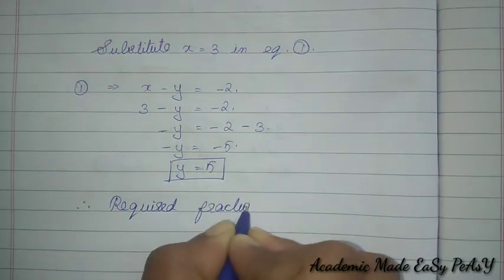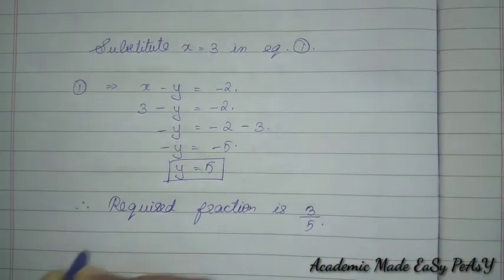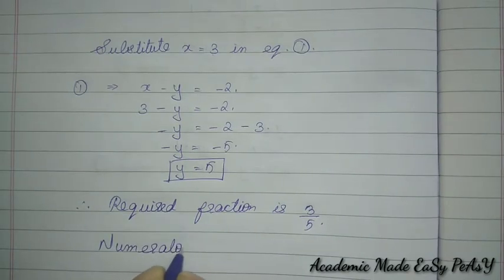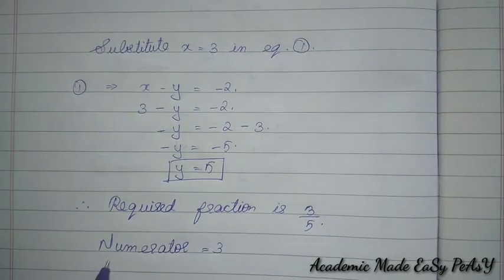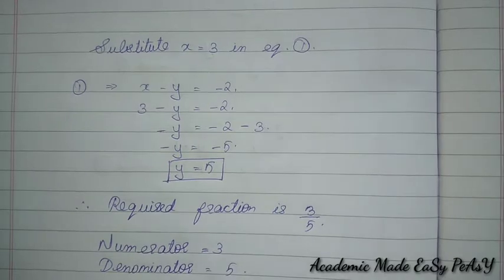Therefore the required fraction is 3 by 5. The numerator is 3 and the denominator is equal to 5. That's it.